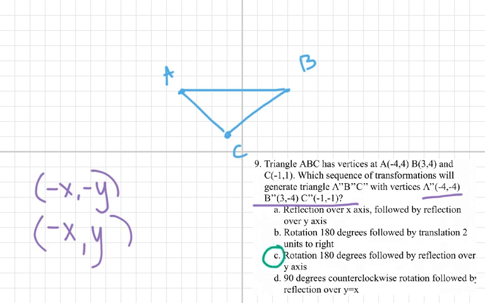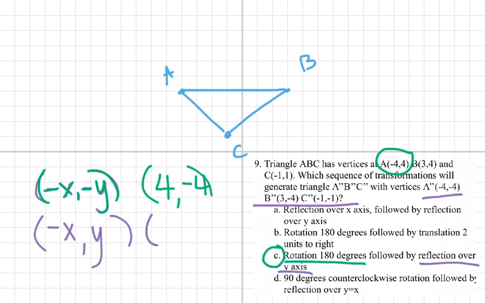So if I look at C, if I do a rotation of 180 degrees, then that's this rule. Let's talk about point A. If I use (-4, 4), it would have become (4, -4). And then I would reflect over the y-axis. That's that one in purple. And it would become (-4, -4). So notice that's exactly where I wanted A double prime to end up, so that has to be the correct rule. So you look at the rules and you do it to the coordinates to see which one's actually going to give you the one that you want.